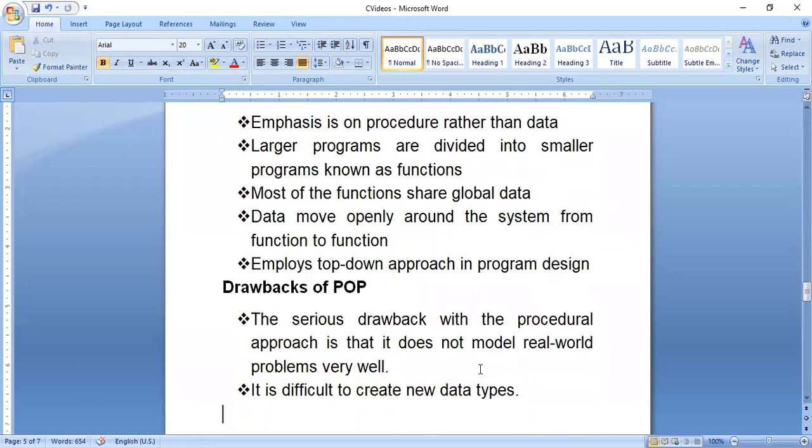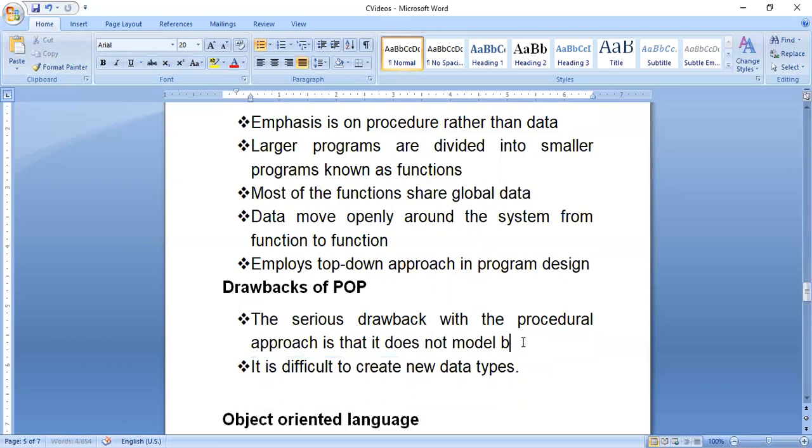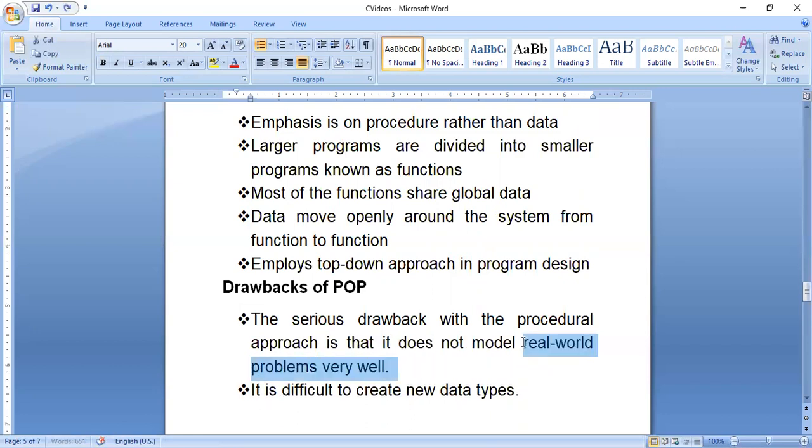Now the drawbacks here. The serious drawback is that it doesn't model real-world problems very well. The second one, it is difficult to create new data types. Those are the drawbacks.